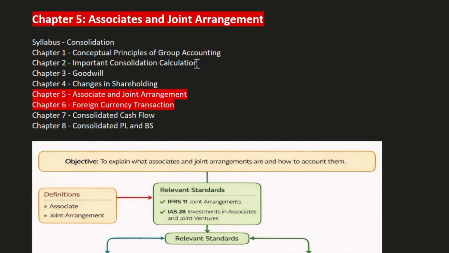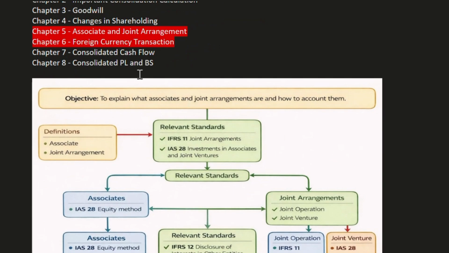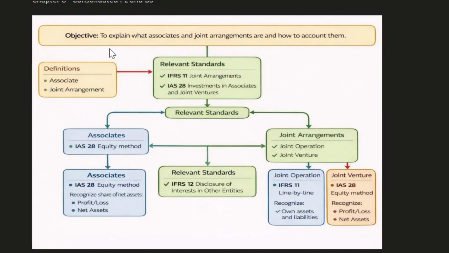Hi everyone. In today's video, we are going to study Chapter 5 and Chapter 6 of Consolidation, that is, Associate and Joint Arrangement and Foreign Currency Transaction. So let's start with Chapter 5. Here we have the objective to explain what associate and joint arrangements are and how to account for them.